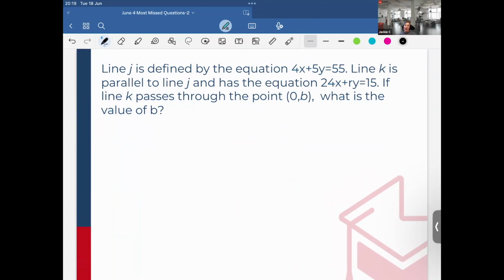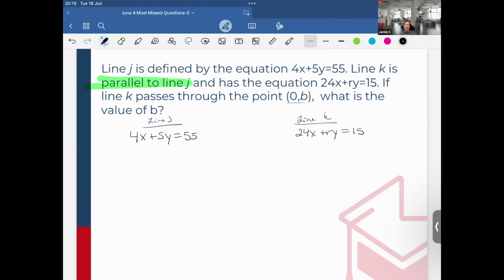So line j is defined by the equation 4x plus 5y equals 55. So this is line j. Line k is parallel to line j, and has the equation 24x plus ry equals 15. If line k passes through the point (0, b), what is the value of b?